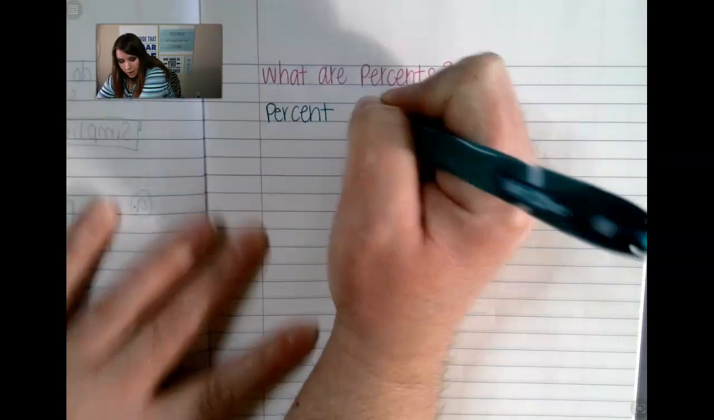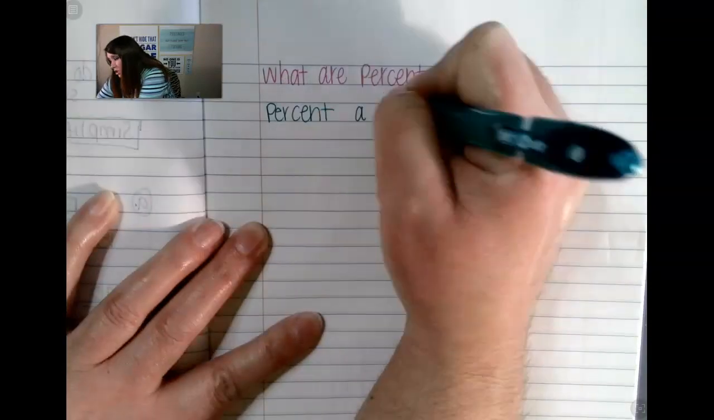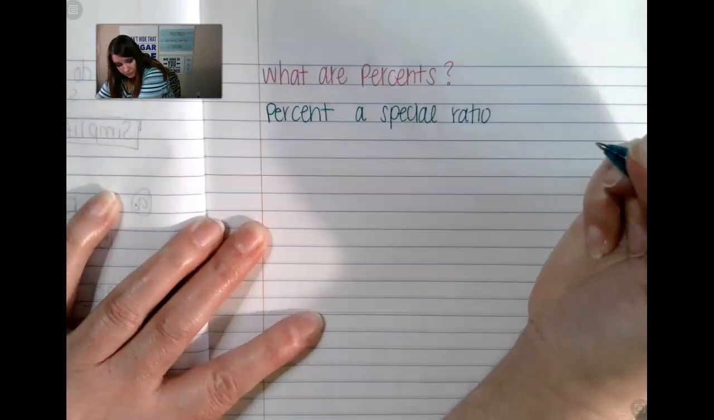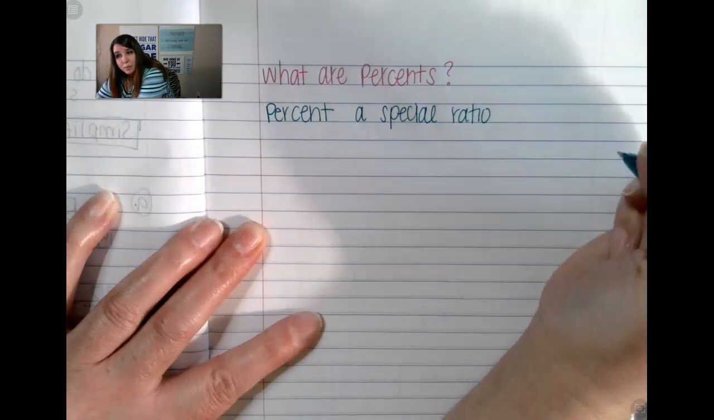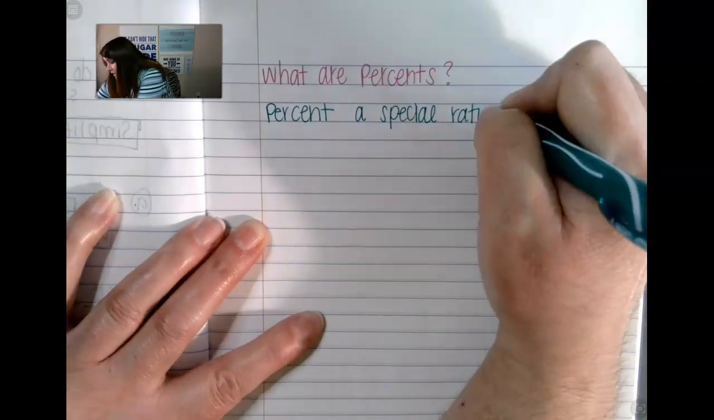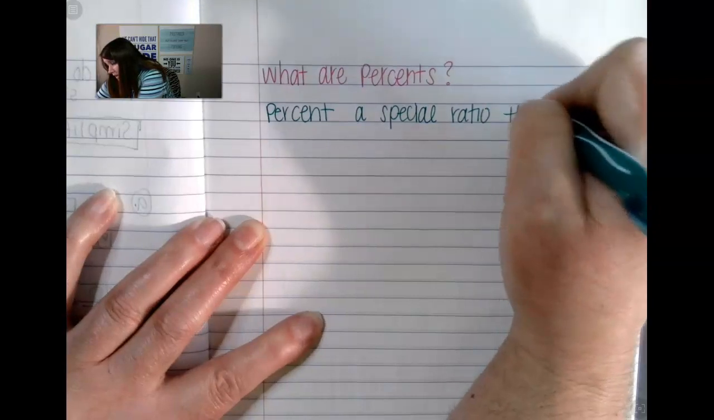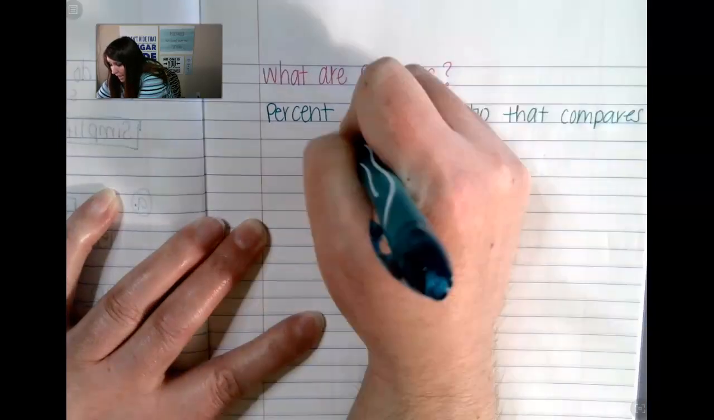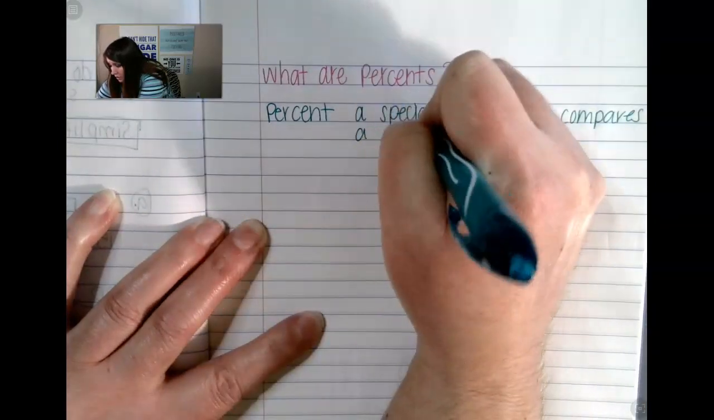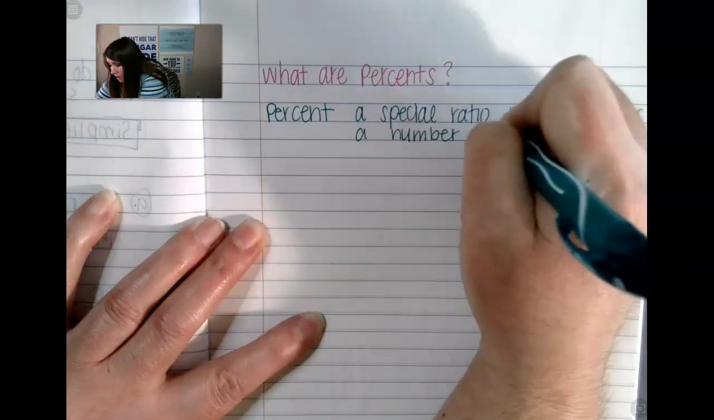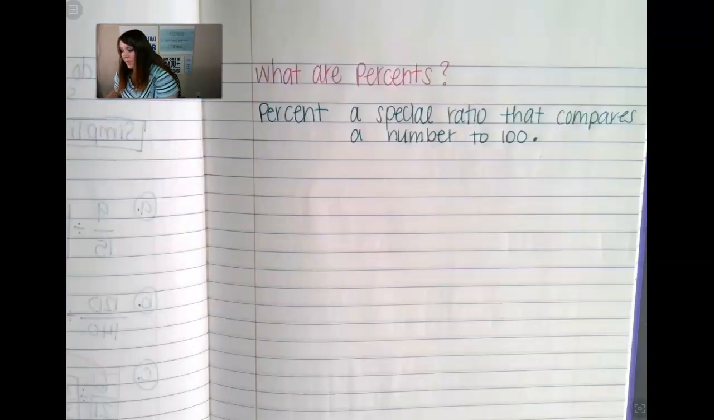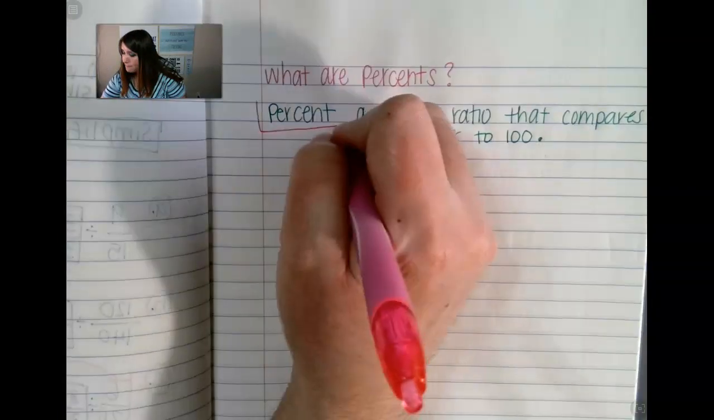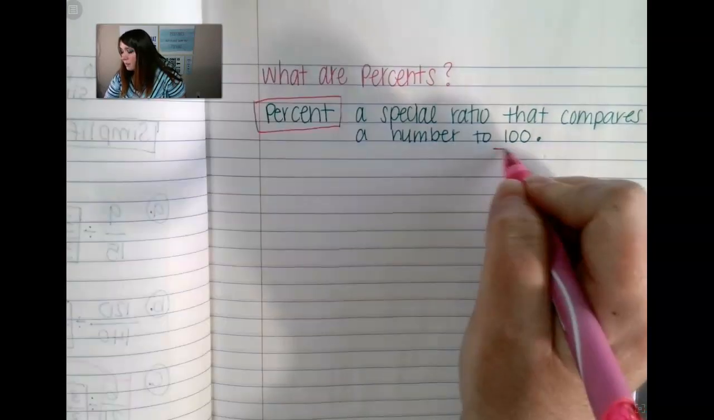All right, a percent is a special ratio that compares a number to 100. Okay, so it's a special ratio, and it's being compared to the number 100.